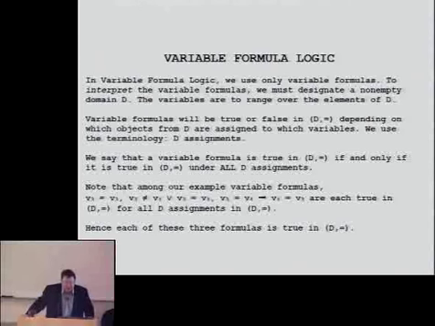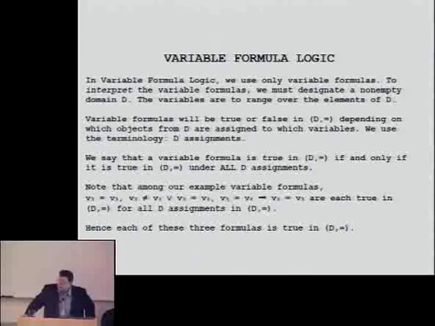So we designate a non-empty domain D. So these variables, what do they stand for? Well, maybe in grade school they stood for positive integers, the counting numbers 1, 2, 3, 4. Later, variables might range over integers as you got more advanced, because you have 0 and the negative integers. Anyway, you pick a non-empty set D, and the variable formulas will be true or false in D, depending upon which objects from D are assigned to which variables.